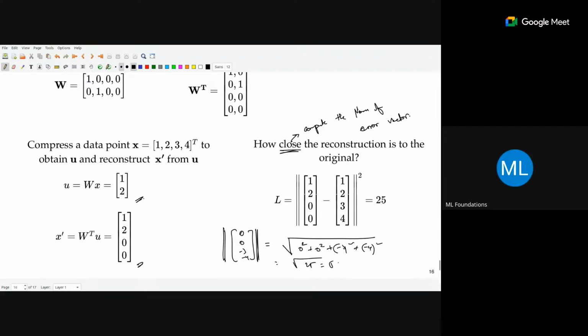So defining your loss function also plays an equally important role. Yes, sir.